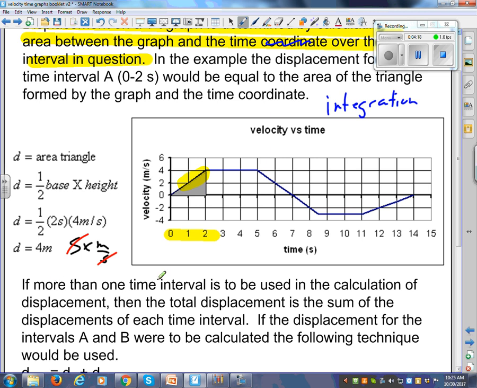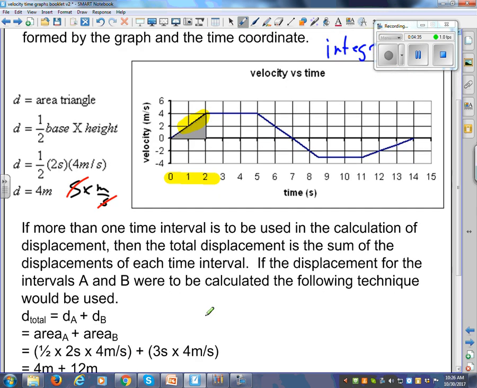If more than one time interval is to be used in the calculation of displacement, then the total displacement is simply the sum of the displacements of each time interval. In other words, you have to do each one individually and then just add them up. Okay? So, if the displacement for intervals A and B were to be calculated, the following technique would be used. So, interval B is this one here.